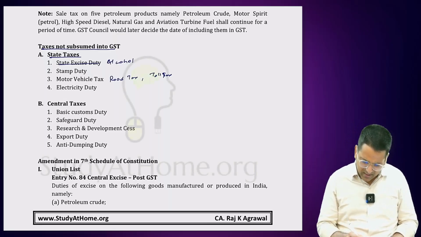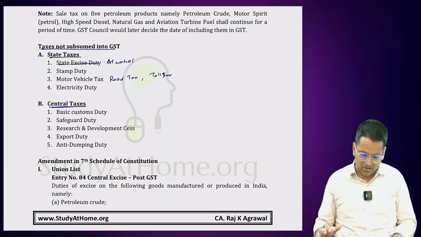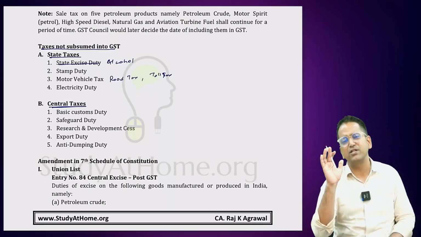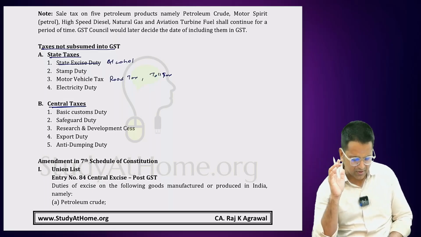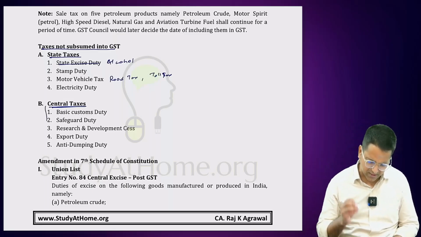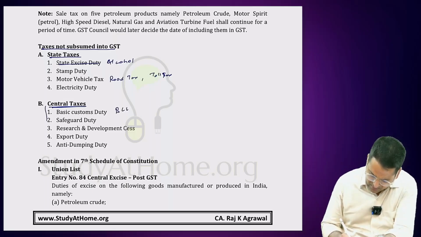What taxes are there in the central taxes? That is, which taxes of the central government are still there even today after GST. Basic customs duty, BCD, is still in effect, right? Safeguard duty is still there. Research and development cess and export duty are also there. Anti-dumping duty. These all are related to import and export. Basic customs duty is called BCD. Safeguard duty.